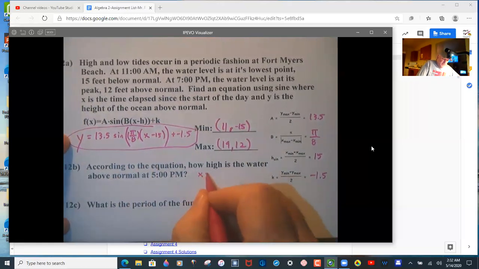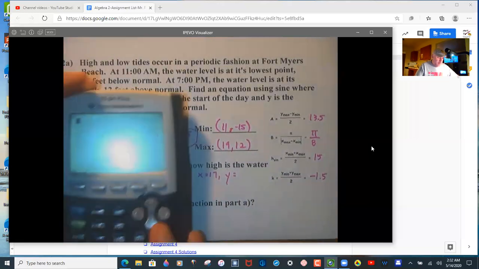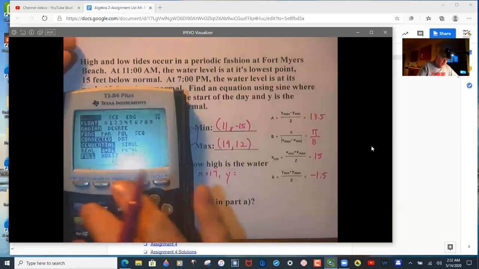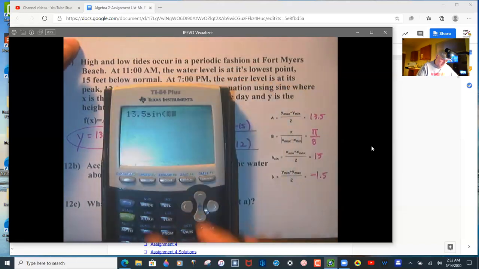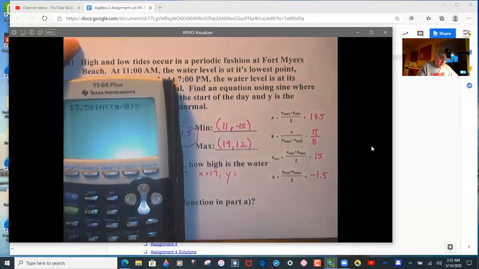When x is 17, find y. So 5 o'clock in the afternoon is 17 hours gone by during the day. And so you're simply going to make sure you're in radians mode. Why? Because this is in radians, the b value. So I've messed that up a couple times. You need to make sure that as you put things in, you could probably convert pi over 8 to degrees and be in degree mode, but I'm just going to leave it alone as it is.